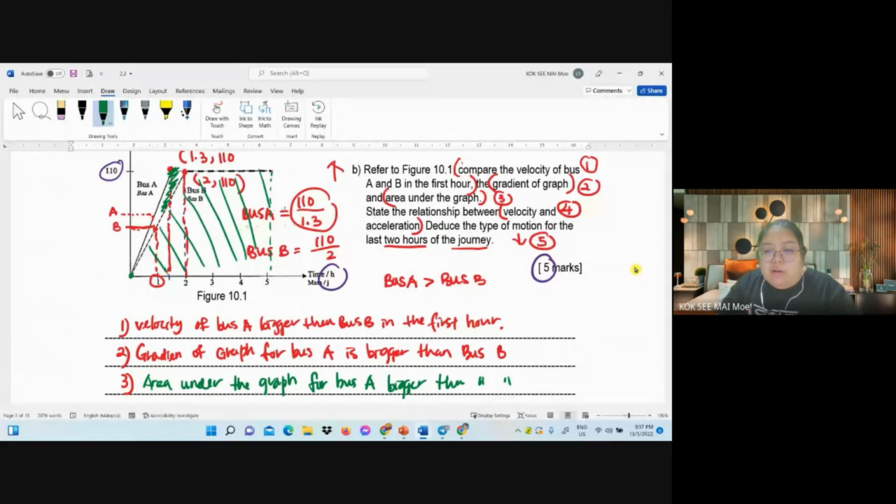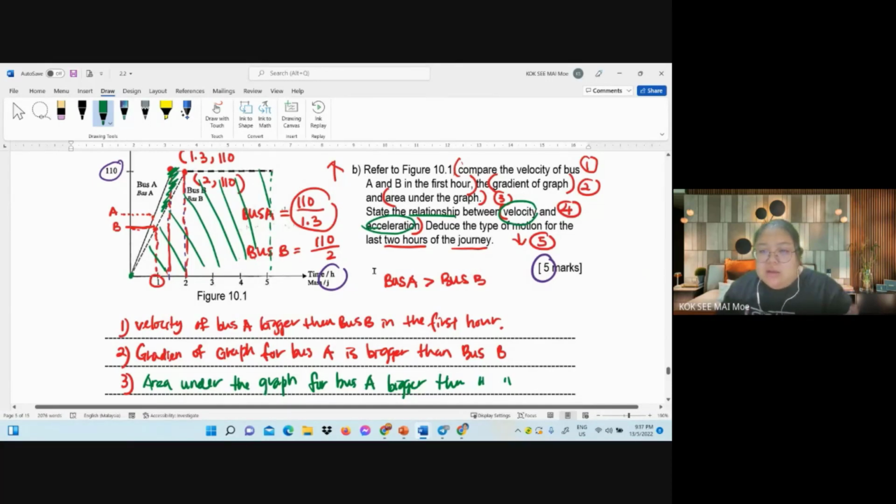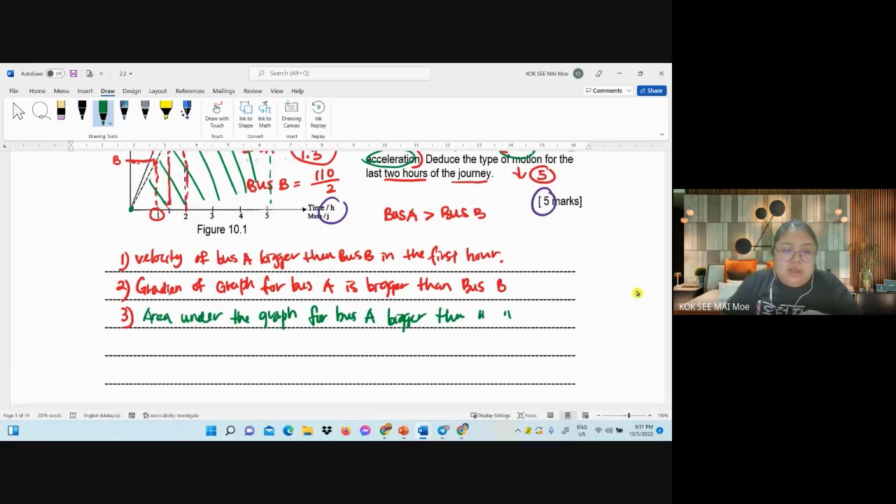Okay, number 4, relationship between velocity and acceleration. Okay, 当我的 velocity 大, so what you think about acceleration? Velocity and acceleration actually is a directly proportional one. When I say velocity increasing, sure your acceleration also increase. Okay, so from here I can write my answer when I'm using the concept.